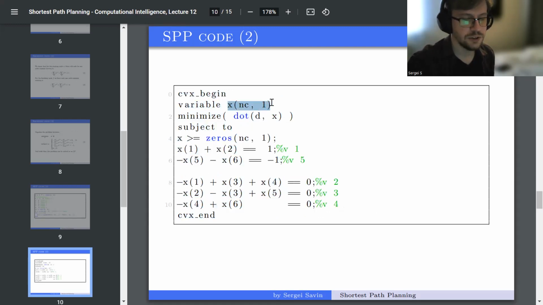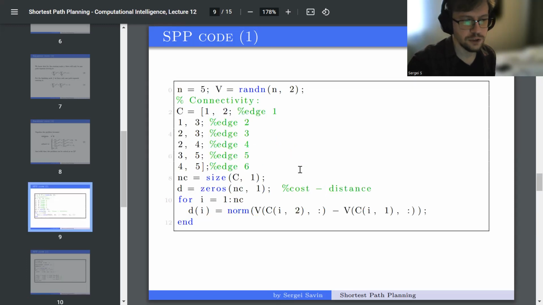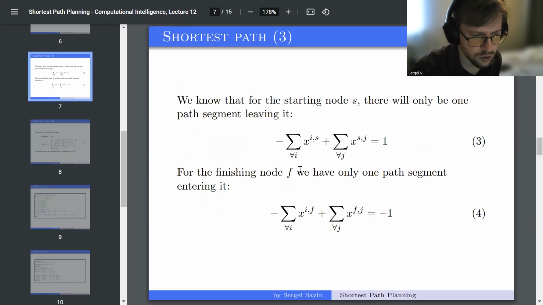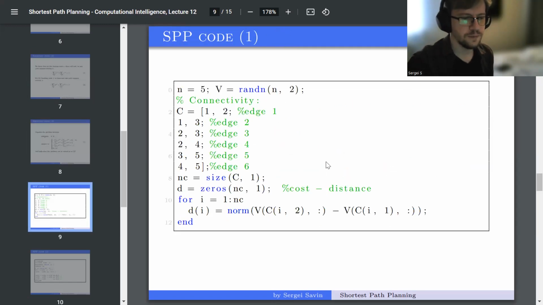So we create variables. It is a scalar variable, one for each edge. We have 6 edges, so we have 6 scalar variables. We have a dot product between D and X. Here we say that X is all positive. Here's the condition that node number 1 would be the starting node. Here we have a condition that node number 5 is the finishing node.